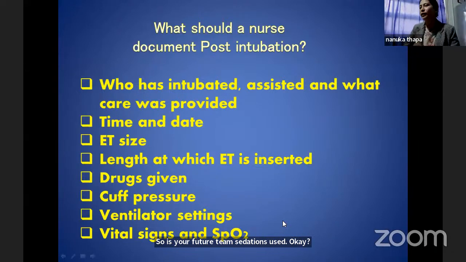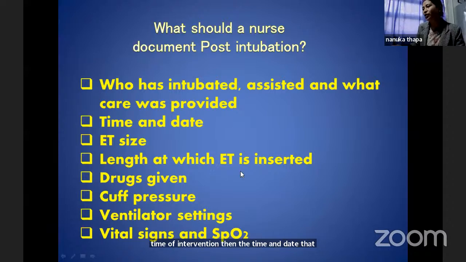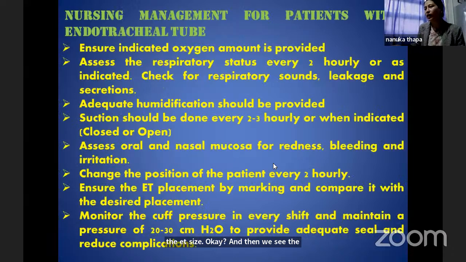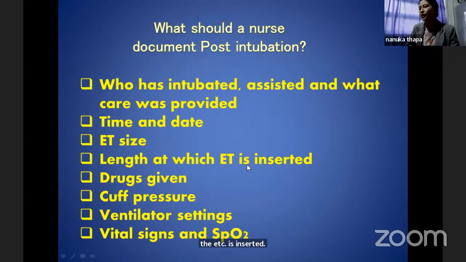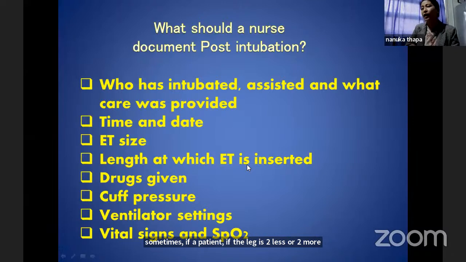First, we have to document who has intubated, who assisted, and what care was provided, like what drugs, suctioning, or whatever nursing care was given at the time of intubation. Then the time and date, then the ET size. Then the length at which the ET tube is inserted. This is very, very important, because if the length is too less or too more, it means that the tube has dislodged. Then the drugs given, then the cuff pressure, which we measure through the manometer. Then the ventilator settings which you have set, and also the vital signs and the SpO2 of the patient. So these are the things you should document.